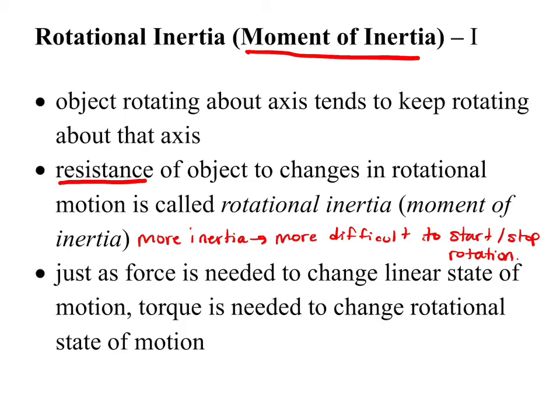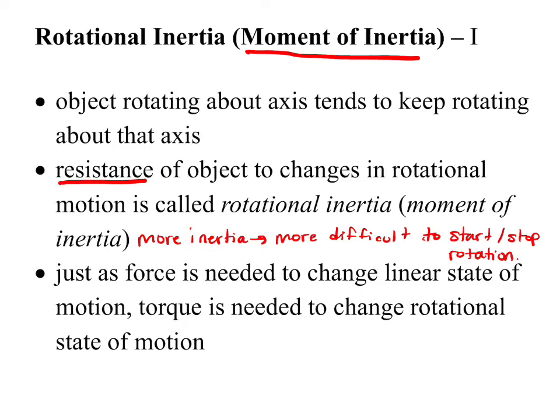So if I want to start or stop rotation, well, just like a force is needed to change the linear state, right? If something's moving across the floor, then you need to apply a force to stop it. So we need torque to change the rotational state of motion, right? We need an outside force to change that rotational state of motion.